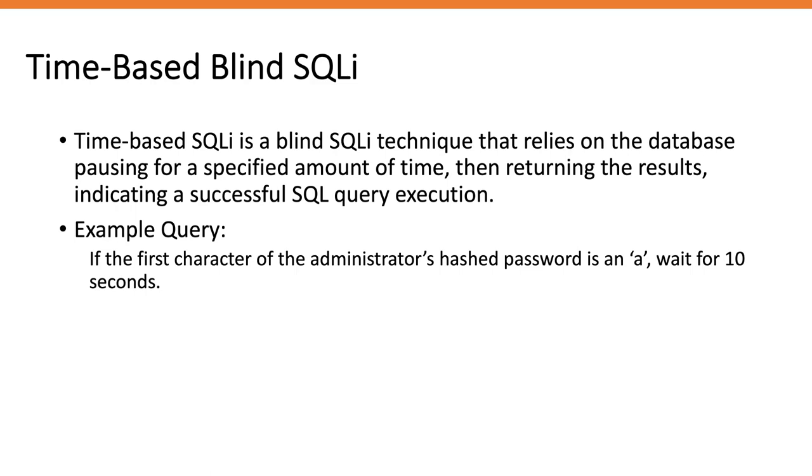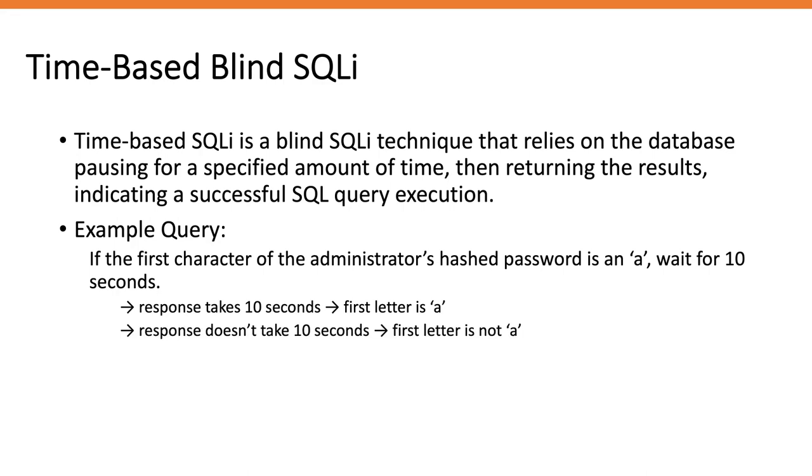The example is the same as for Boolean-based SQL injection. The way you extract information from the database is by asking the application true and false questions, except the condition here is not a response in the application. The indication of whether it's true or false is based on the response time of the application. So I'm going to say, if the first character of the administrator's hashed password is an A, then wait for 10 seconds. If the response takes 10 seconds, then the first letter is A. If it doesn't take 10 seconds, then the first letter is not A.